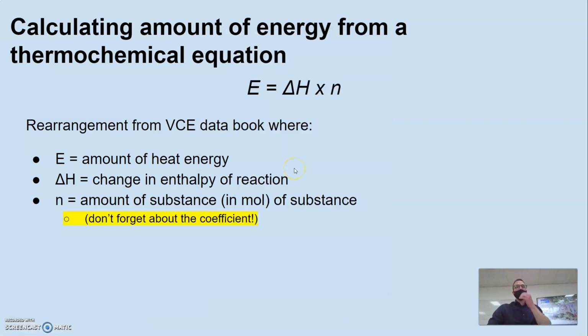So, calculating the amount of energy from a thermochemical equation. We've done a little bit of this. E equals delta H by n. E is the amount of heat energy, or lowercase q, either way. Delta H is the change in enthalpy. n is the amount of substance. Don't forget about the coefficients. And remember, when we're calculating energy or heat, it's a scalar quantity. If we're calculating delta H, the sign is needed.